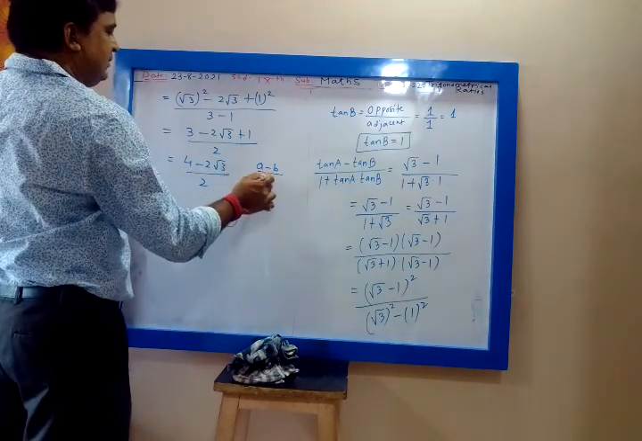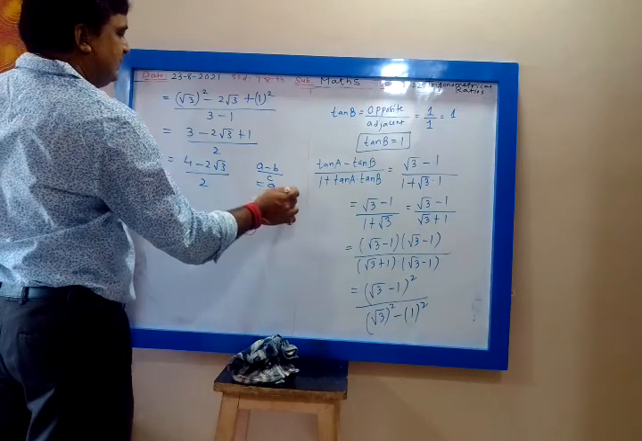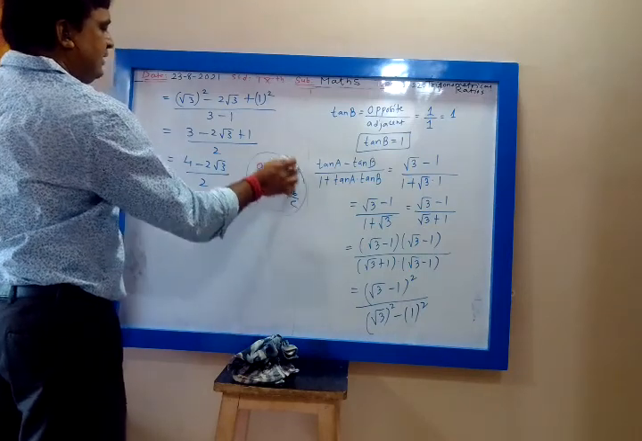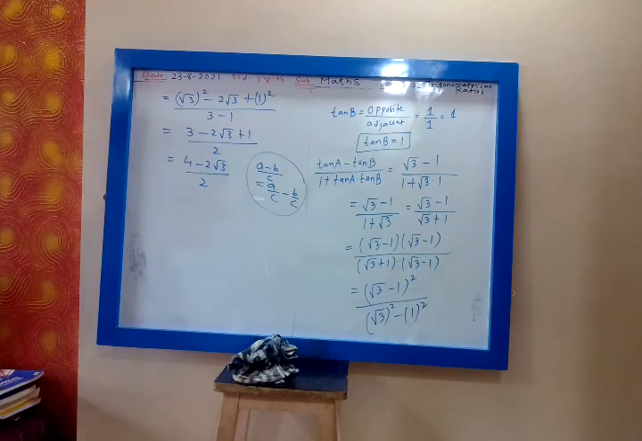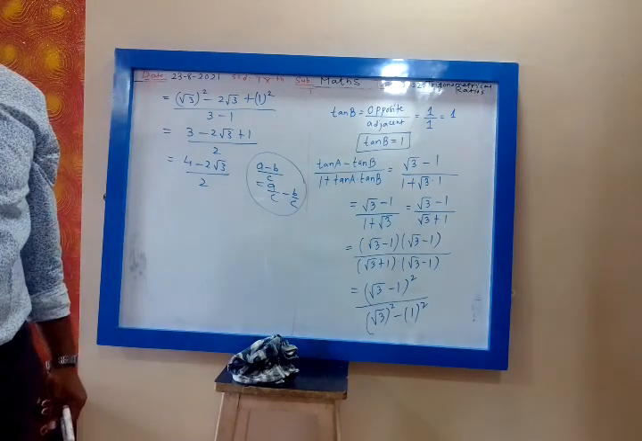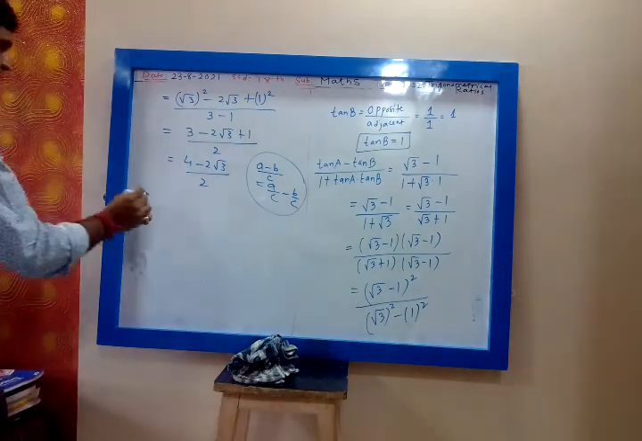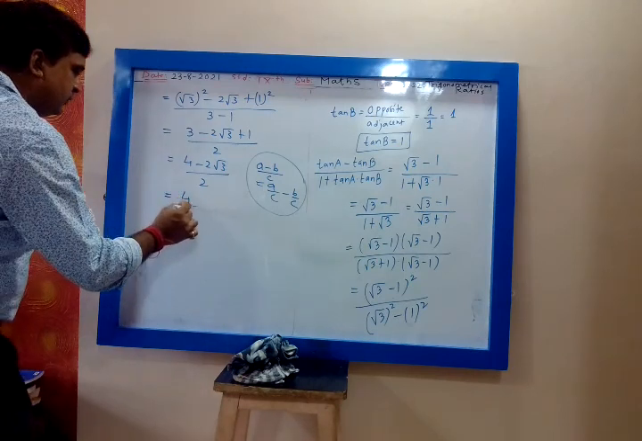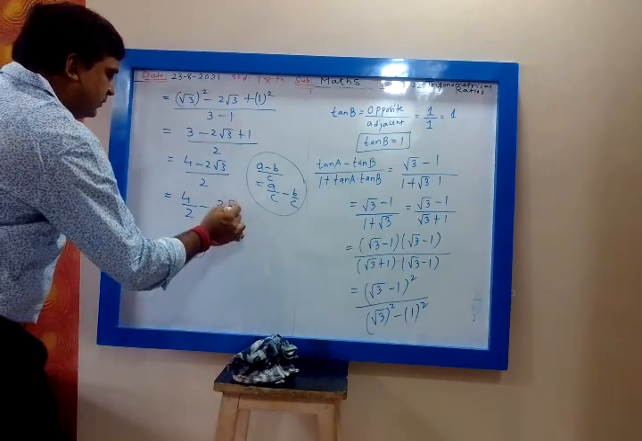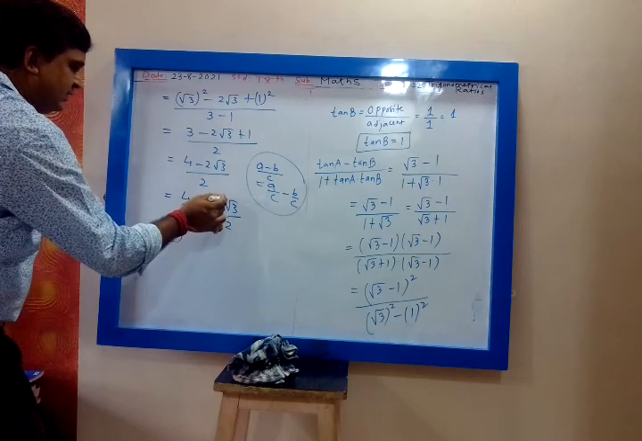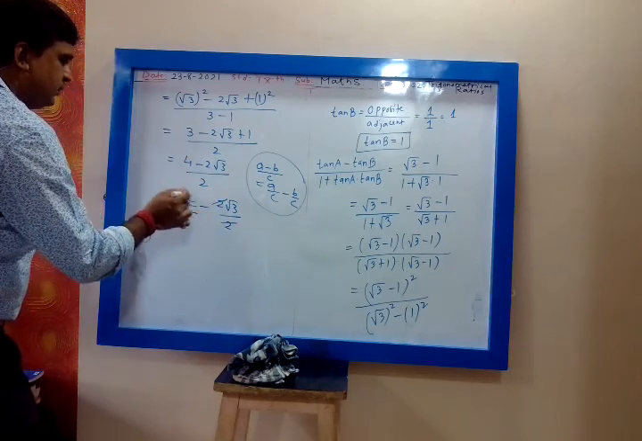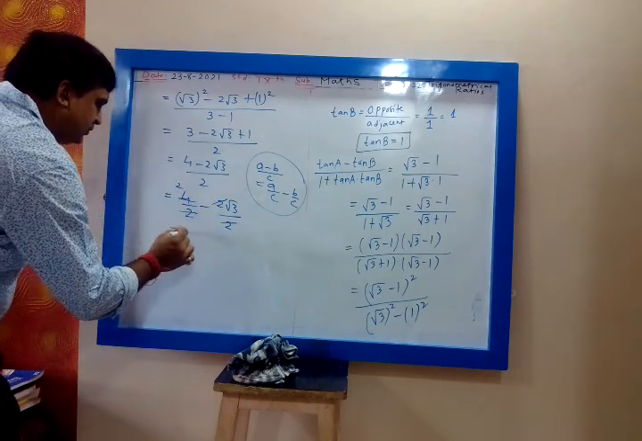A minus B divided by C, I can write as A by C minus B by C. So this will be 4 by 2 minus 2 root 3 by 2. Now 2 gets cancelled, 2 2s are 4. So 2 minus root 3.